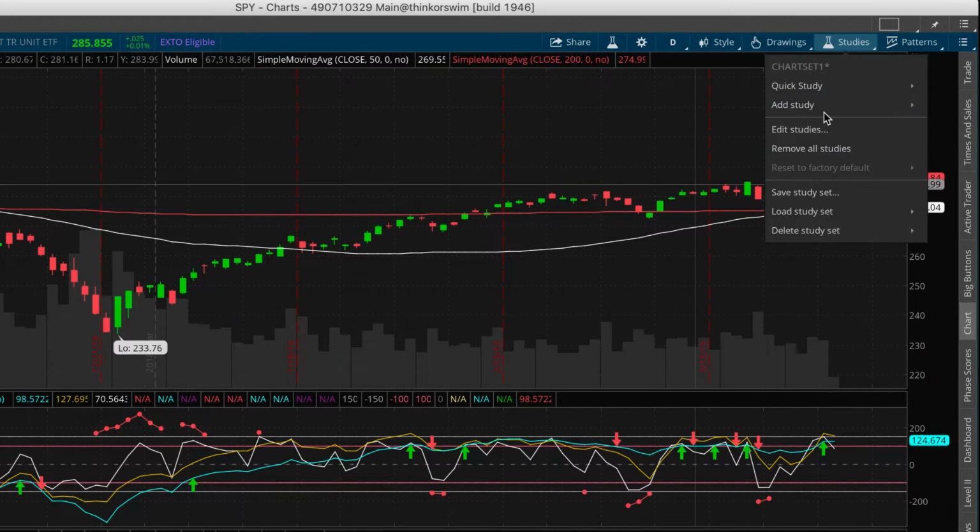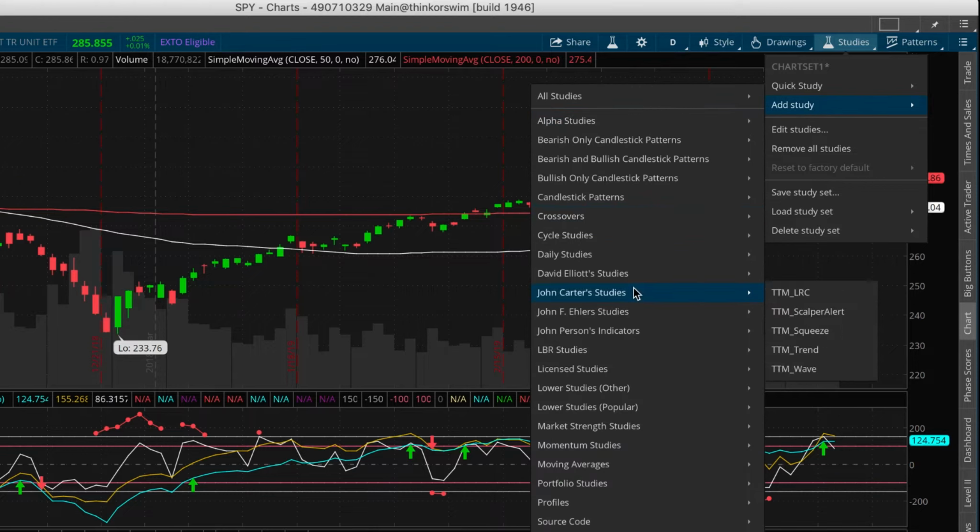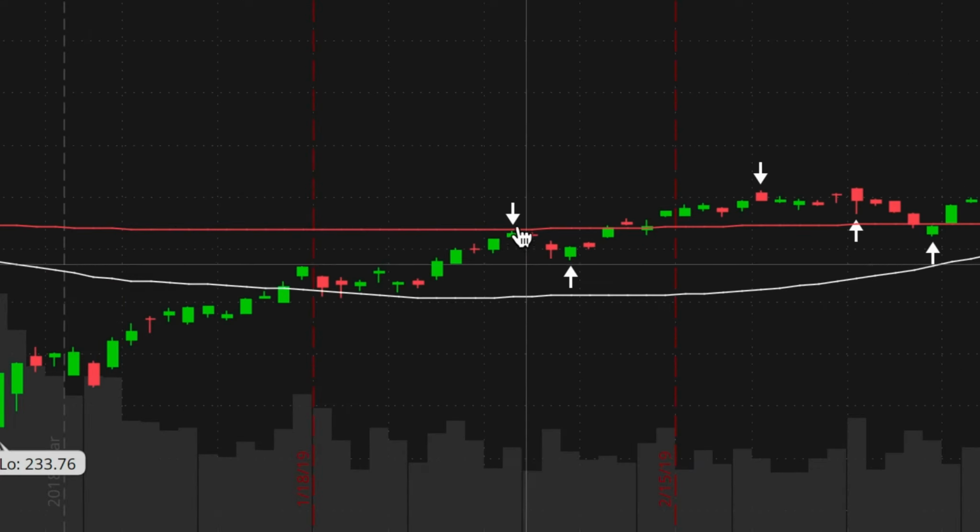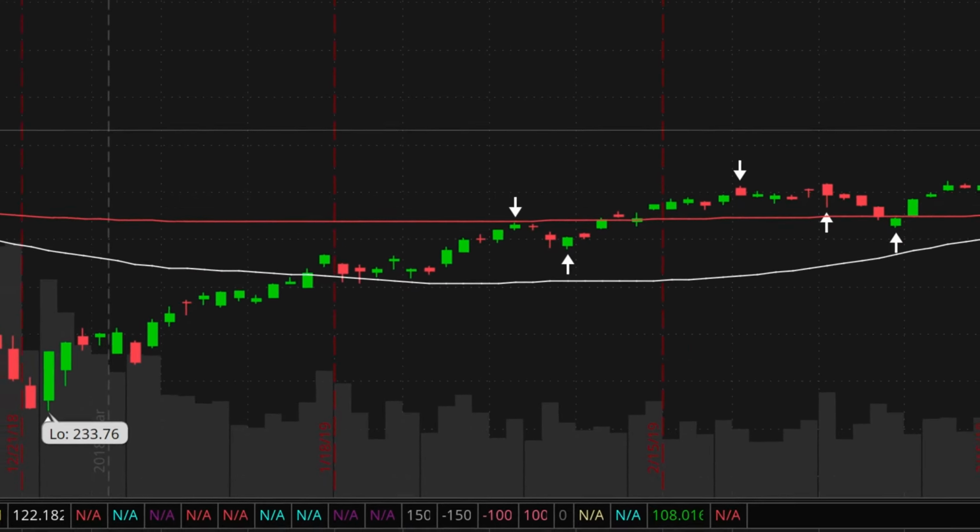So that's what I'm looking for, guys. When I see these guys with these names here, let me take a look at this. All right, TTM scalper alert. Let me see what these arrows do. Tells me to sell here. Oh, that was a good one. This was a good one. This was okay. This was bad. This was a good one. This was good. This was good.